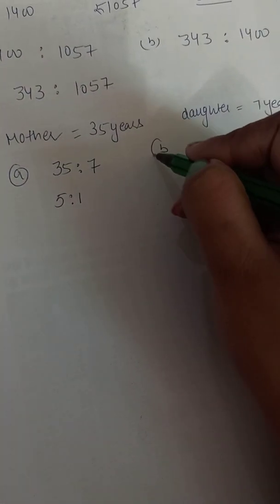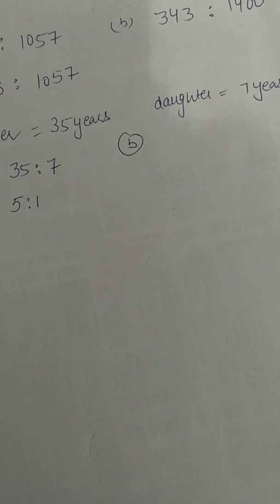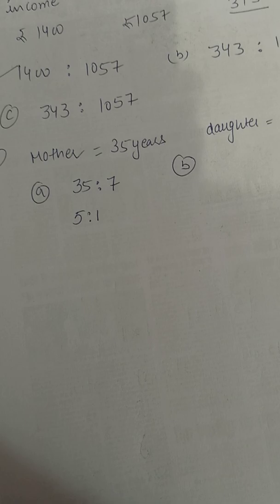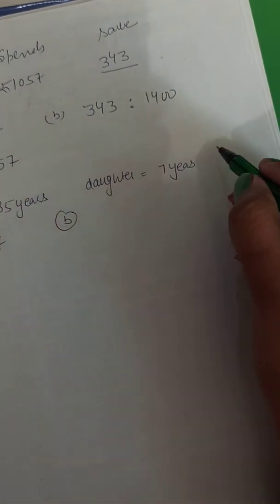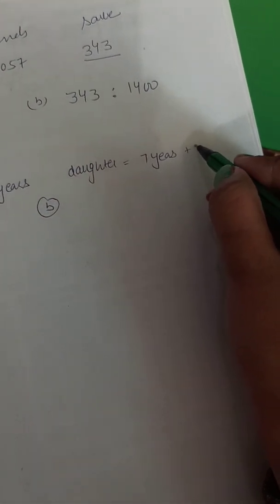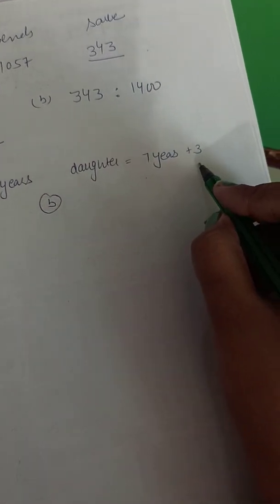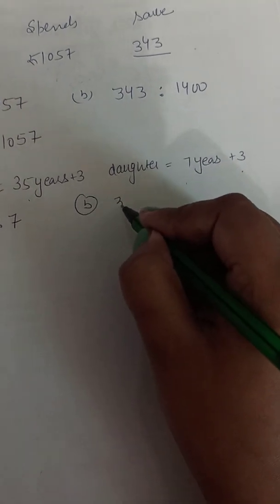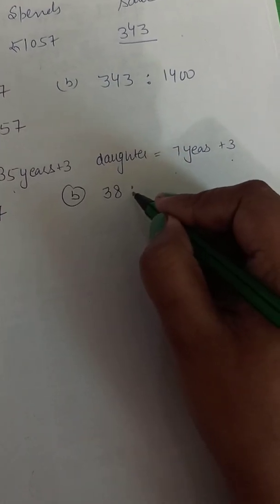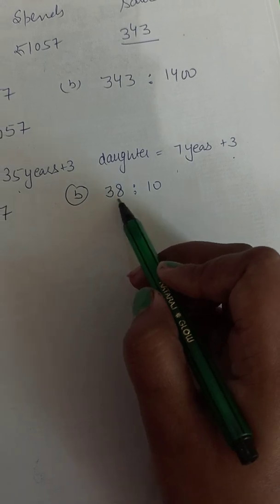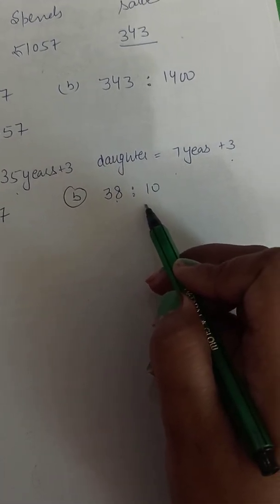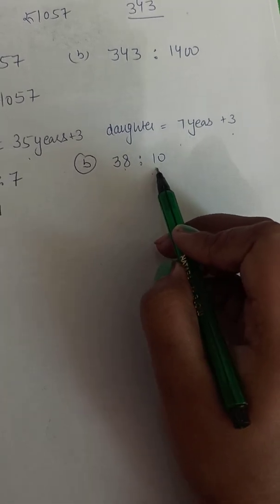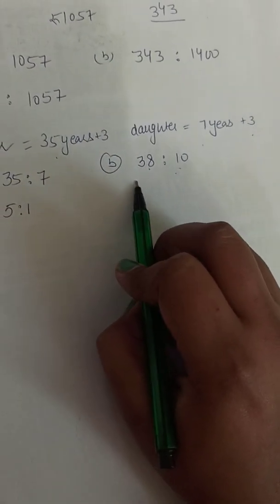Now the same B part, age of mother to the age of daughter when the daughter will be 10 years old. So look, now she is 7, to become 10 years, it means plus 3. So if the daughter's age increases, her mother's age also increases. So after 3 years, her mother will be 38 years and the daughter 10 years. So the daughter will be 10 years old, and the mother is 38.